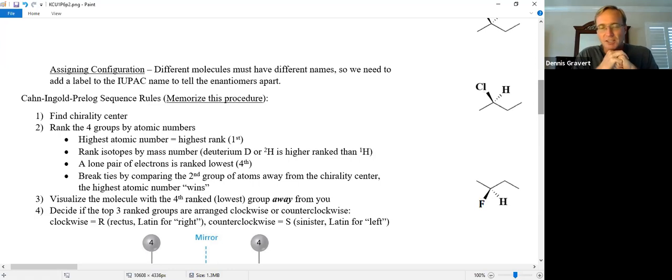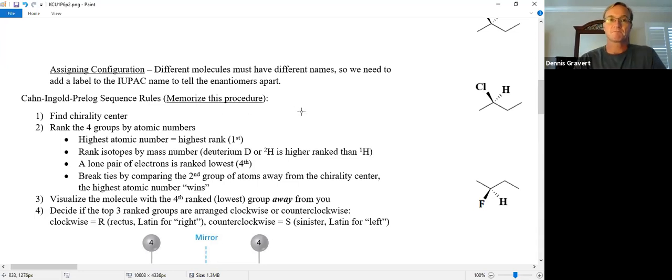This procedure to assign a new name, or at least a new prefix, to a given enantiomer is completely arbitrary. It was designed by three scientists, Cahn-Ingold-Prelog. The IUPAC committee said, we like it, we'll vote it in. And so this is our procedure. So you need to memorize the procedure. And I'll come back to the fact that it's pretty arbitrary. Save that for later.